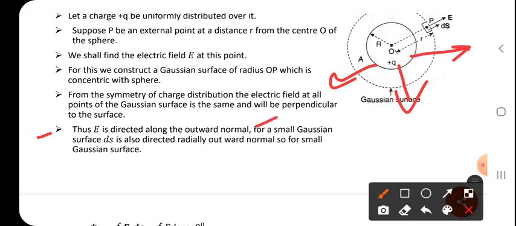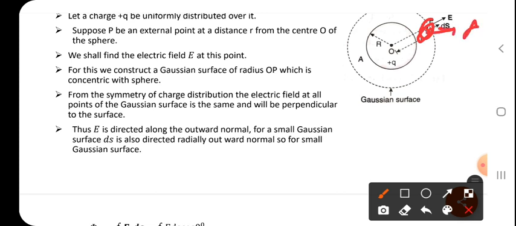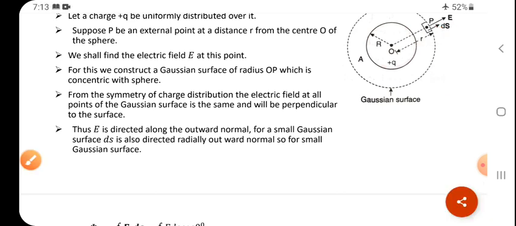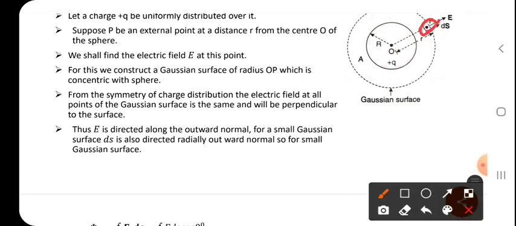Next, for a small Gaussian surface, dS is also directed radially outward. Here this point is considered, and at this point a small area is considered, with value dS. It is directed outward, always normal to the considered surface. If I consider this surface, dS is always normal to it. If you consider here, dS is also normal to that surface. Everywhere we must draw dS perpendicular.